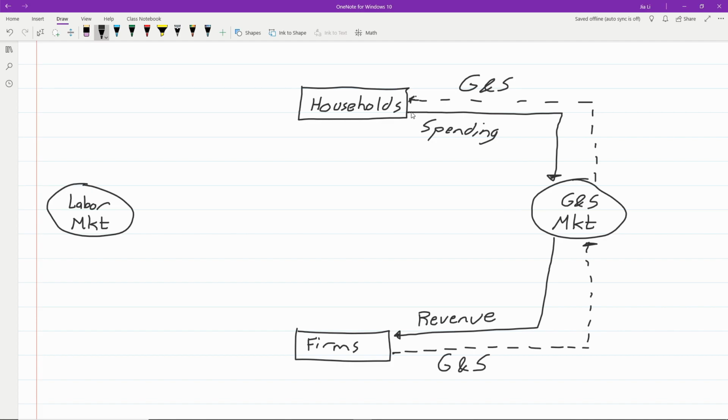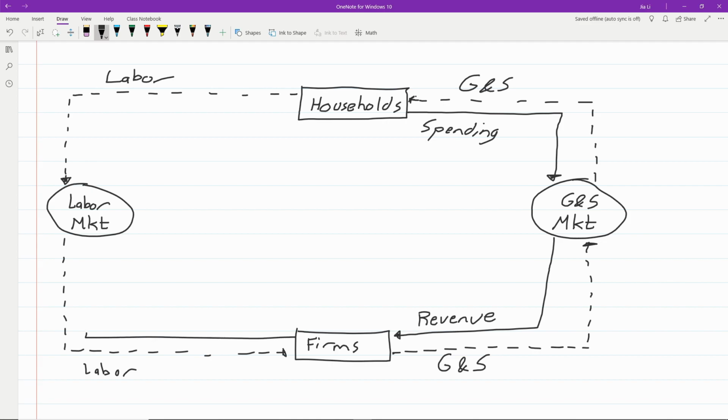Now, then the question becomes, how do households get this money? Of course, they get it by working in the labor market. So they work for the businesses by getting hired in the labor market. This dashed line here represents the flow of labor. They go to the labor market, they get hired, and they work at the firms. There we go, this is labor. And firms, of course, have to pay the workers in the form of a wage or salary.